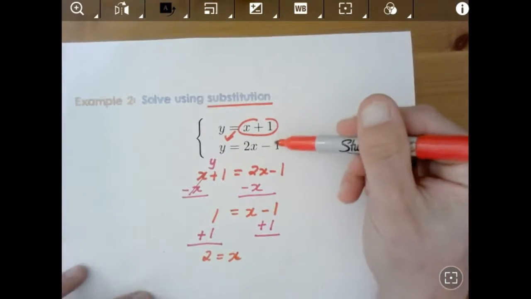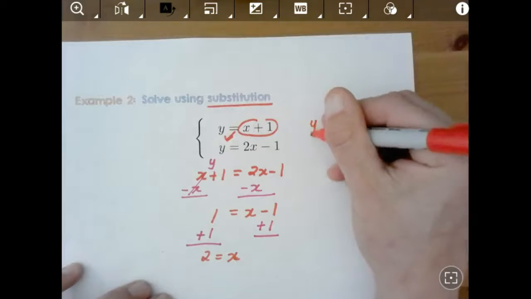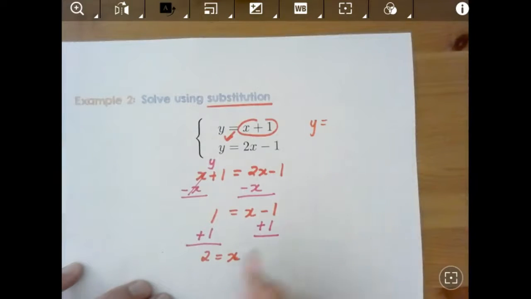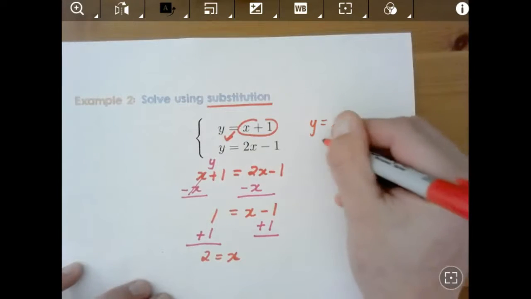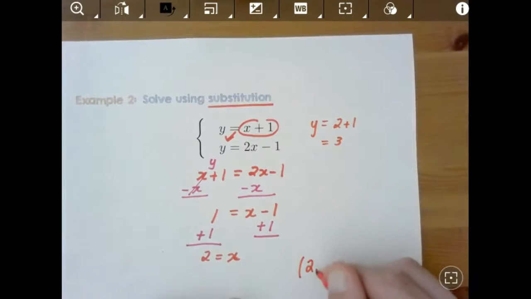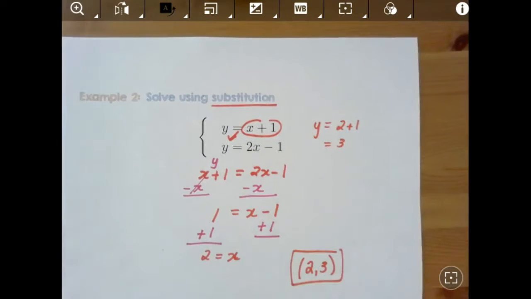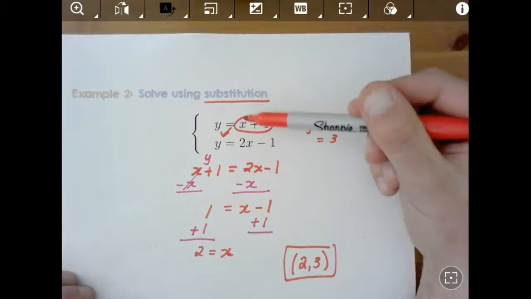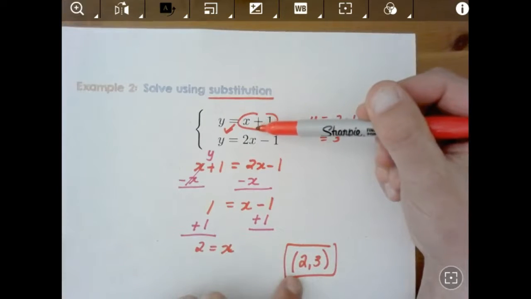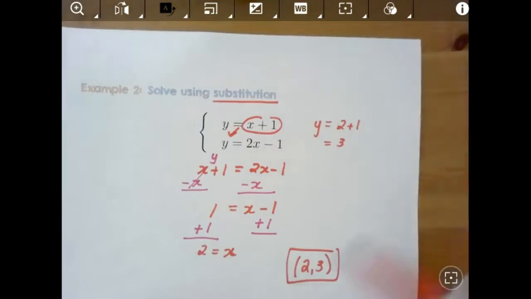You can use either one of these equations, but I'm going to use the top one because it's easier. Y equals my x. Well, x is 2. 2 plus 1 is 3. So your solution is an ordered pair, (2, 3). That is the solution to the system. That's where both lines intersect, and that solution is going to make both equations true. Does 2 plus 1 equal 3? It does. Does 2 times 2 minus 1 equal 3? It does. It checks out.